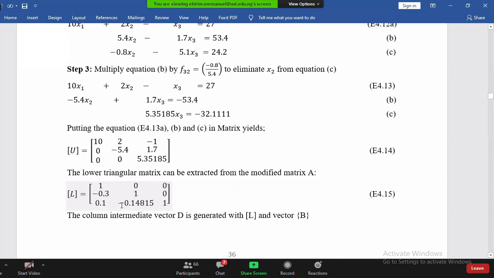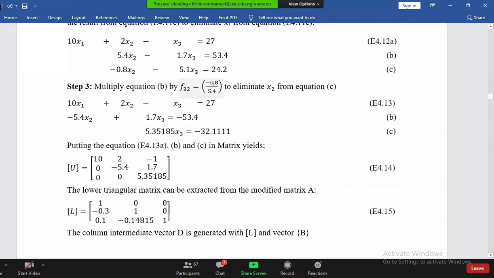So how did you get this minus 0.14815? That is the factor here. See it? This factor here. Divide minus 0.8 by 5.4. What do you have? Minus 0.14815. Correct, sir. All right. So you're correct. But this 0.1, how did you get it?